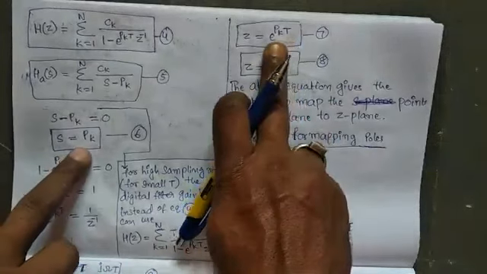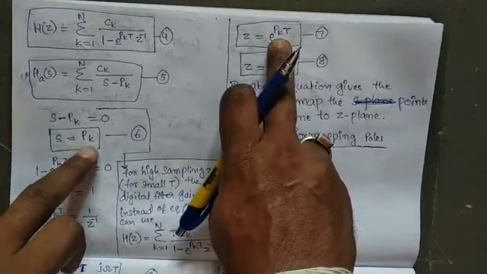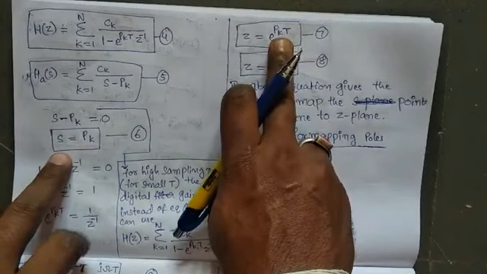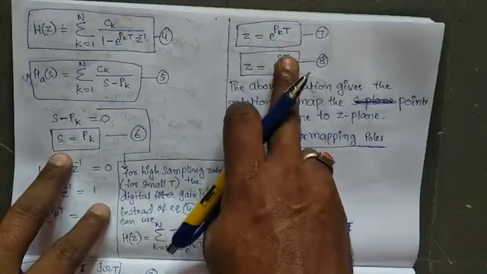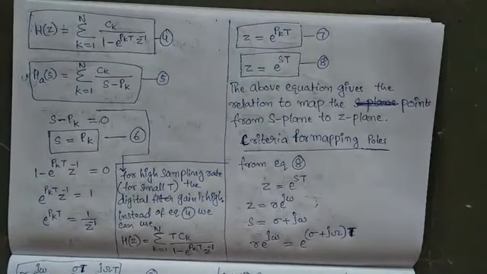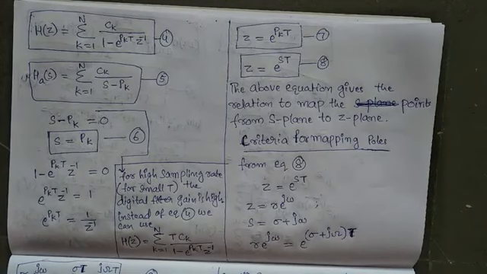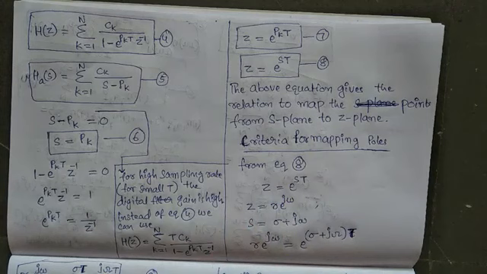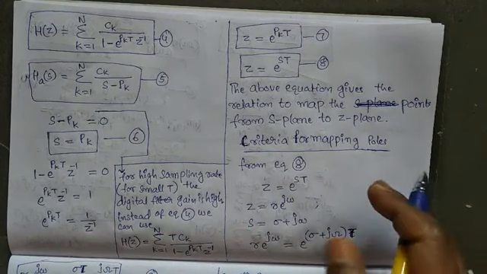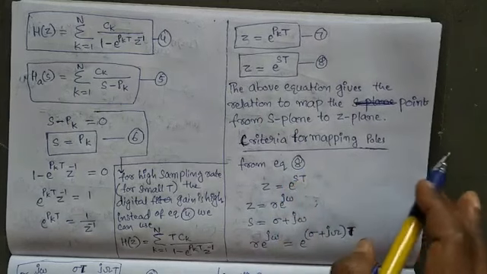Here, from equation 6, I am taking this as equation 7. From equation 6, p_k is equal to what? Yes, z is equal to e power sT. This equation gives the relation to map the poles from the S plane to the Z plane. Now we are observing the criteria for mapping poles.